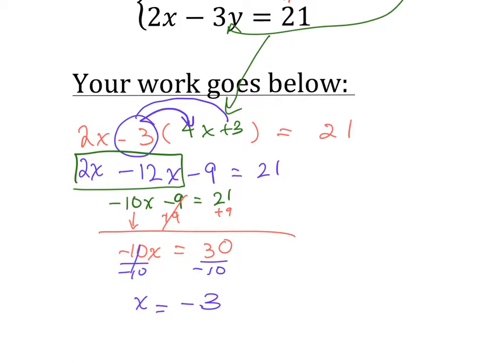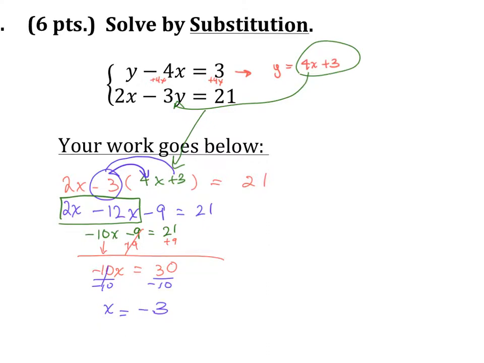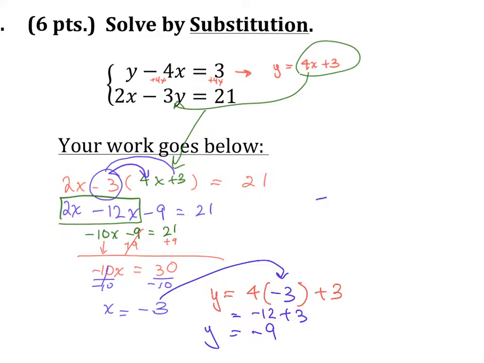But that's not my only answer. Remember, solution is x comma y. If I know that x is negative 3, and I know that y minus 4x is equal to 3, which really is y is equal to 4x plus 3, then I know that y is going to equal 4 times x plus 3, where x is negative 3. Just plug that in for x. That gives me negative 12 plus 3, which is equal to negative 9. So y should be negative 9. So negative 3 comma negative 9 should be my point, but I'm not going to assume I didn't make any mistakes.